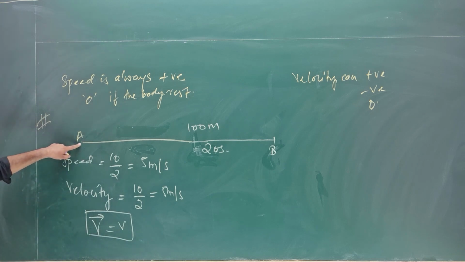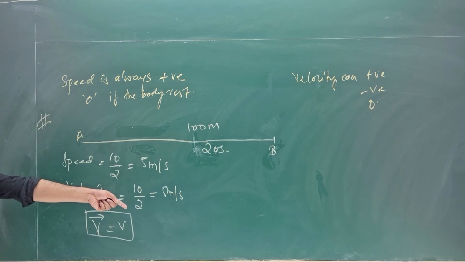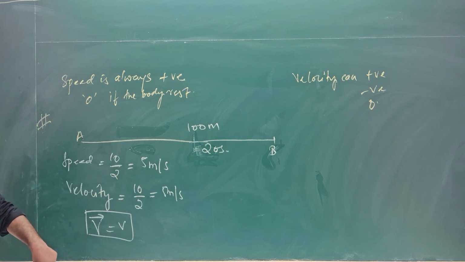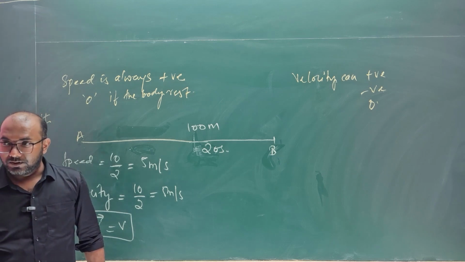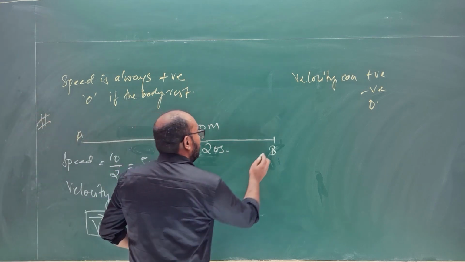Distance from A to B is 100 meter, time 20 seconds, speed becomes 100 by 20, that is 5 meter per second, and velocity is also 100 by 20. Yes or no? Got my point? Unless they are changing direction, speed and velocity will not differ. If the body is moving in a straight line, velocity and speed will both be equal. Got my point? Okay, one more example.